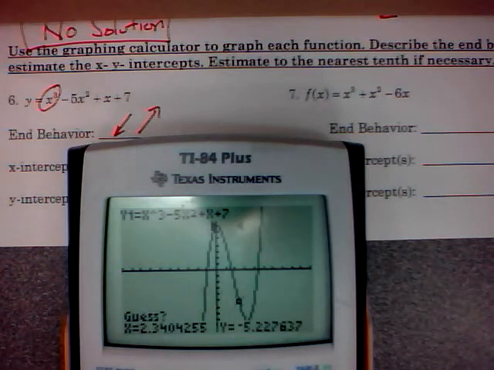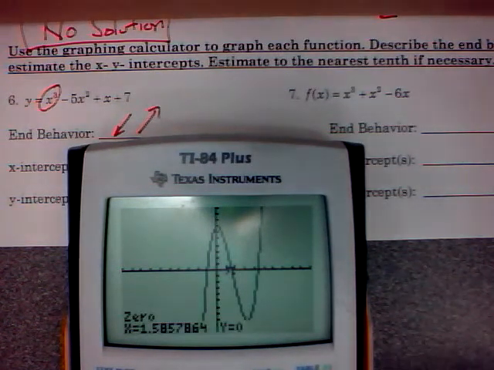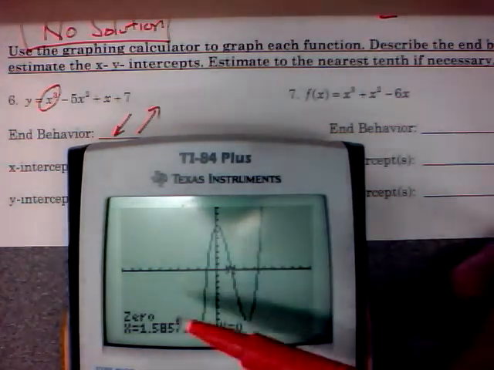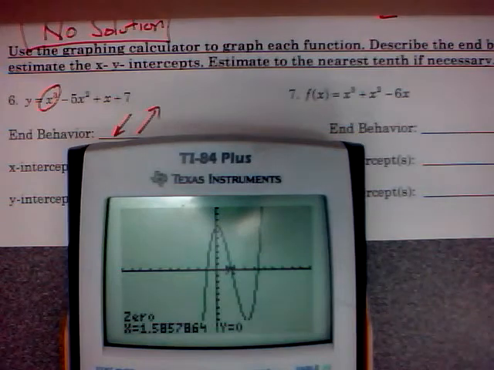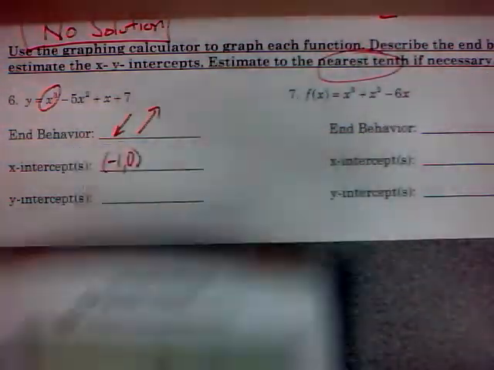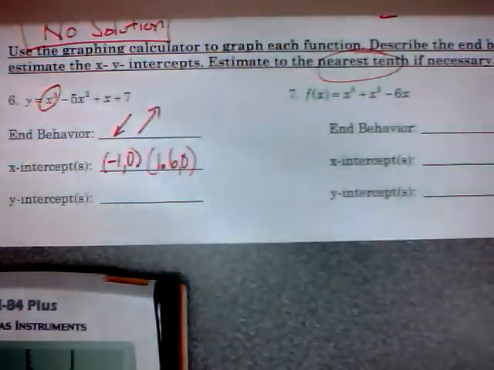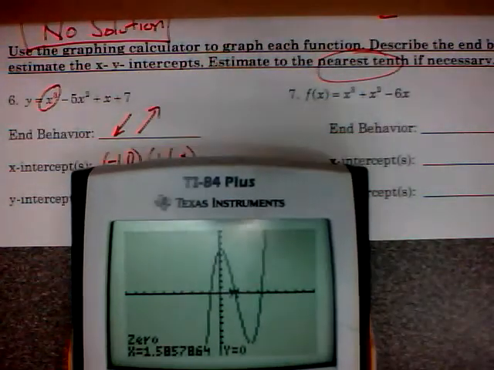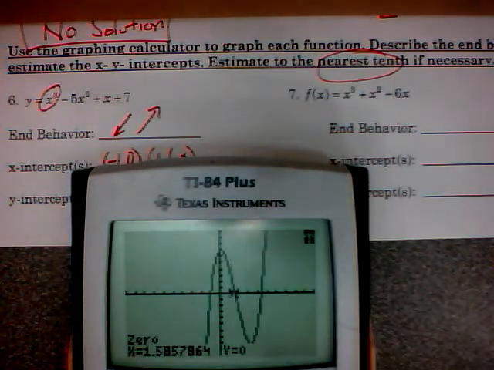Then it's going to say make a guess. Well, I always just hit enter again for my guess. You can move it closer to the x-intercept, or you can just hit enter, and it'll move right onto the x-axis. So your 0 is approximately 1.6 if you go to the nearest tenth, which is what they asked you for. They said nearest tenth. So this is 1.6 comma 0. Okay, now we have one more x-intercept to find over here, so let's calculate that one out as well.